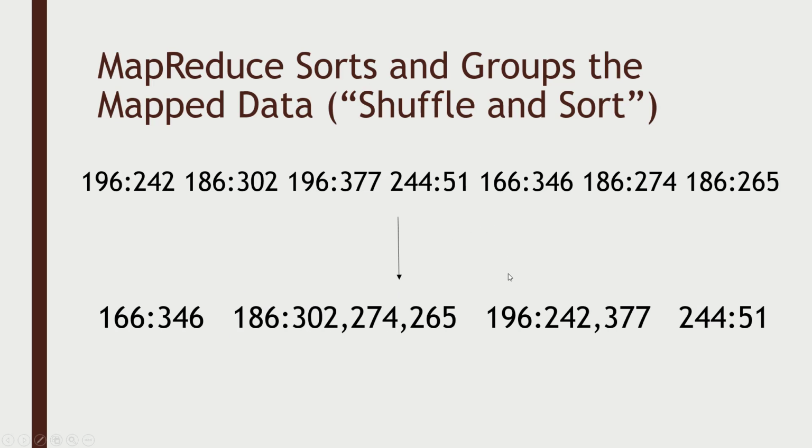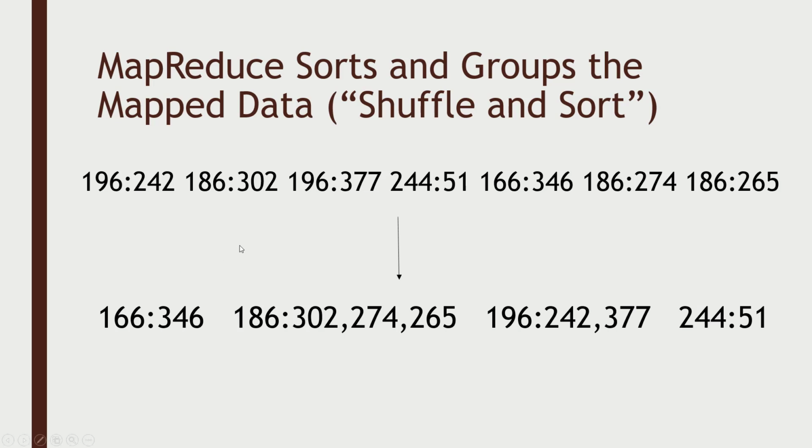And we do the same thing for user ID 196, who watched movies 242 and 377, and user ID 244, who only watched one movie, movie ID 51. So you can see how this can be a little bit powerful, especially when you're thinking about it in terms of a massive data set that's running across an entire cluster.